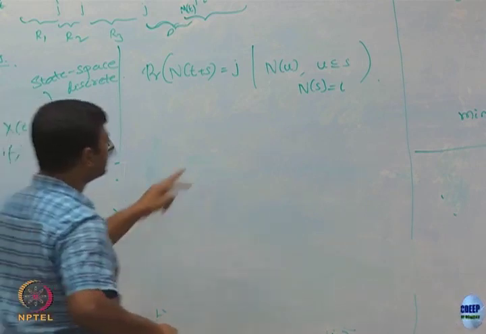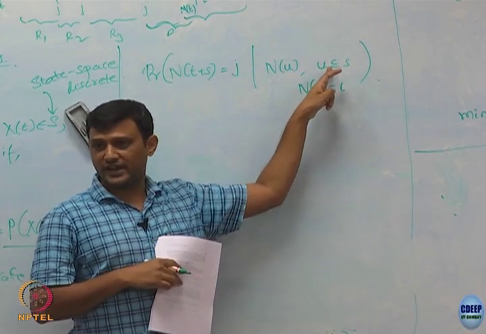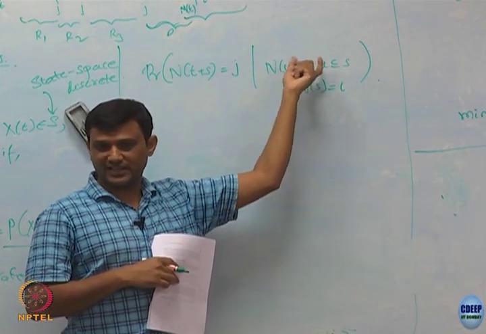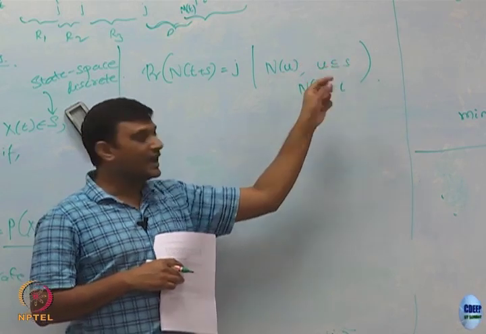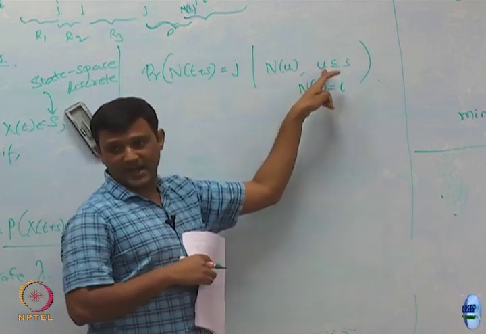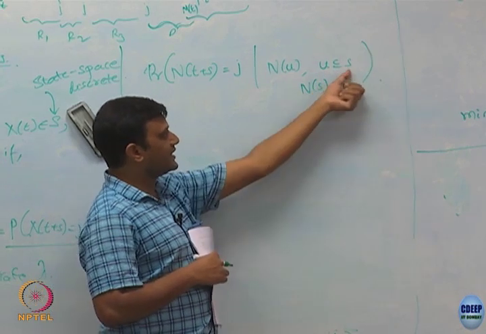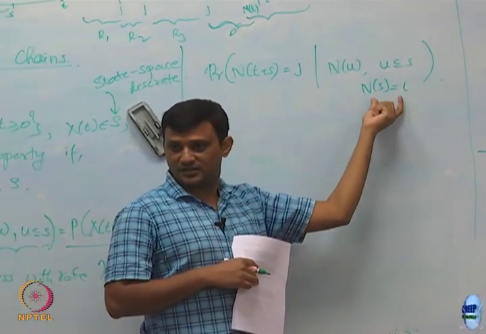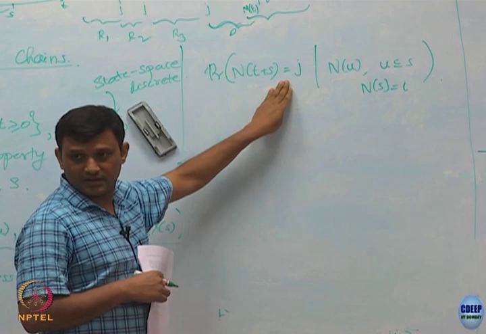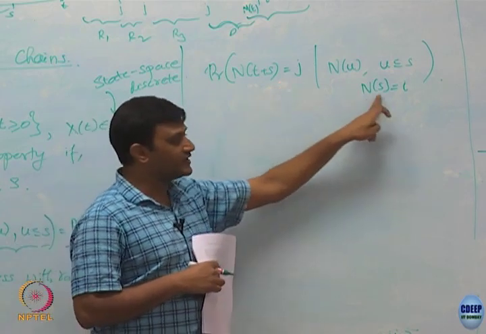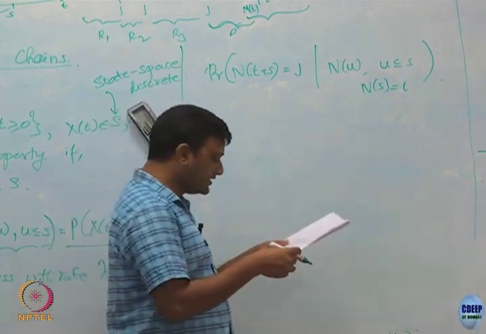When I say N(u) for u less than or equal to s, it means I have described my process all the way up to s. I have told you the states that have been taken by this process till time s. Let us say at time s it has taken a particular state i, and now I want to see whether this probability only depends on the state taken at s and does not depend on what has happened before it. Is that true?